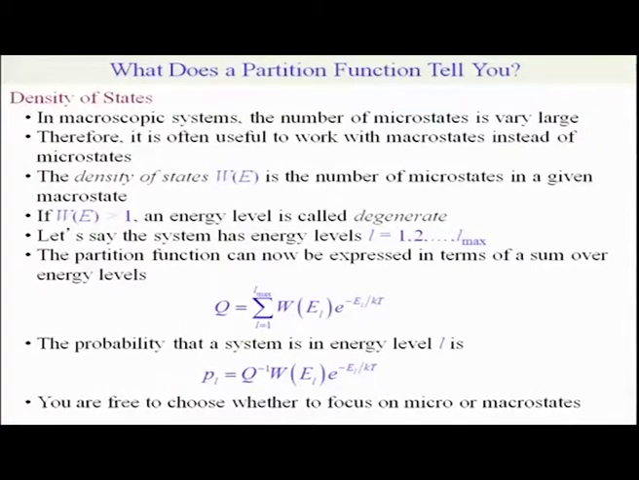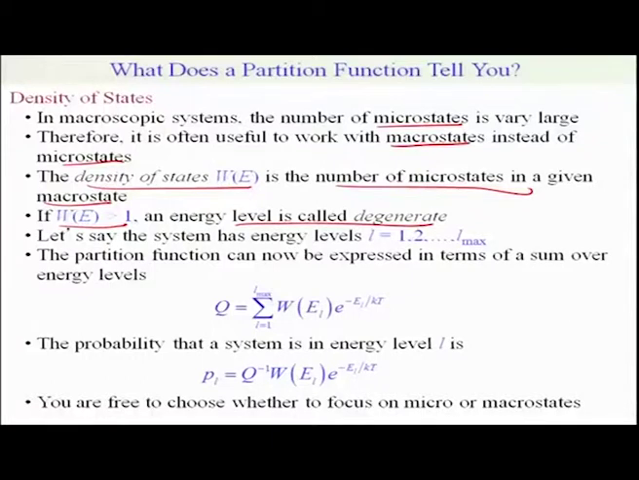Okay, let me further extend this exercise, and now let me define density of states. In a macroscopic system, the number of microstates is very large. Therefore, many times it's easy to work with a macrostate instead of a microstate. Okay. So, the density of states is basically the number of microstates in a given macrostate. So, if W, the density of states, is greater than 1, the energy levels are called degenerate.